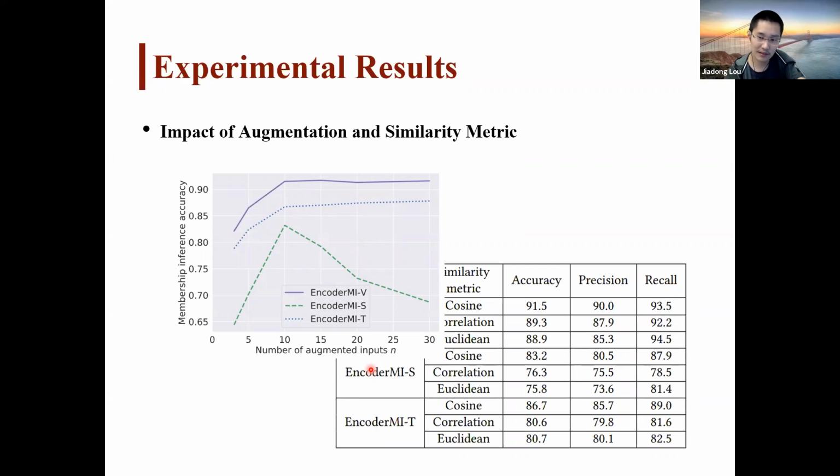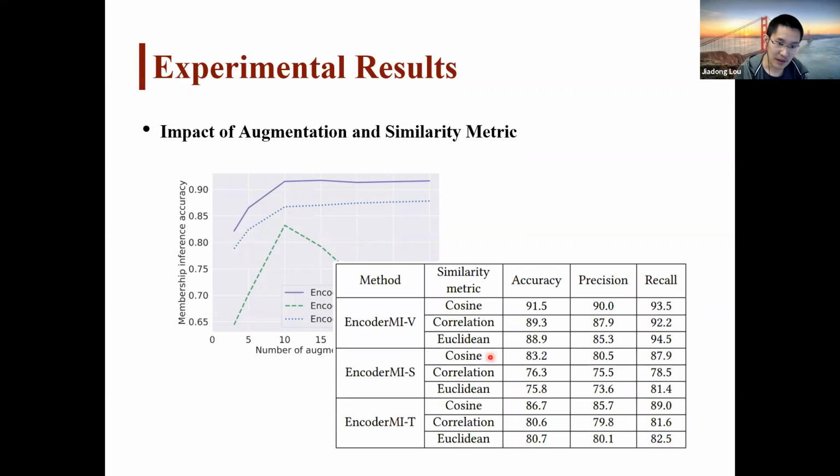But why the set-based classification becomes harder? They do not give the explanation in detail. And this table shows the impact of the similarity metric. And from these tables, the author mentioned that the cosine calculation is the best one.